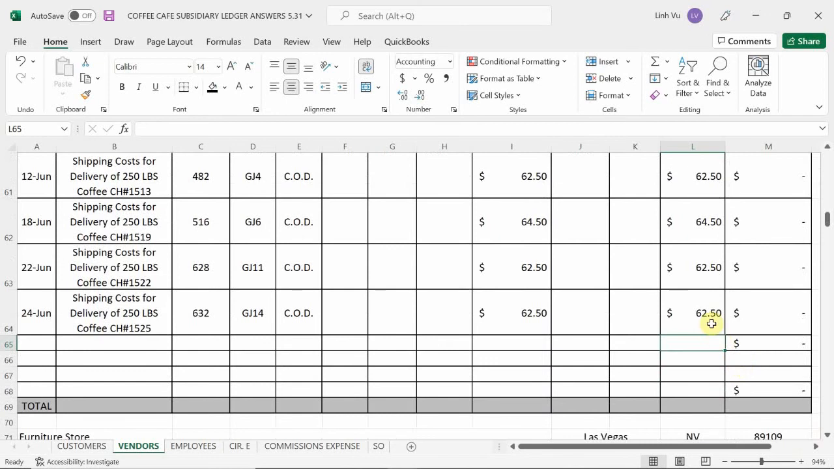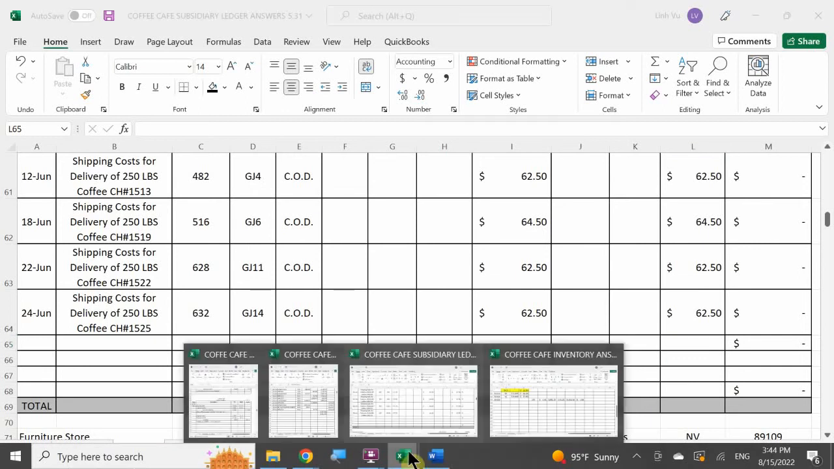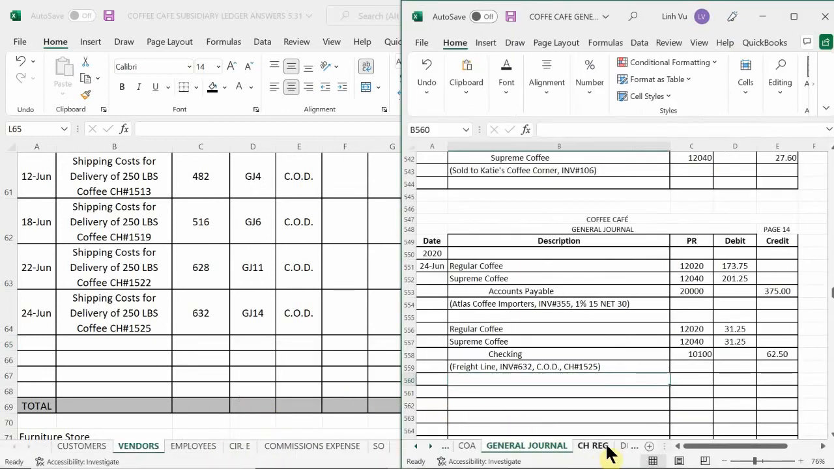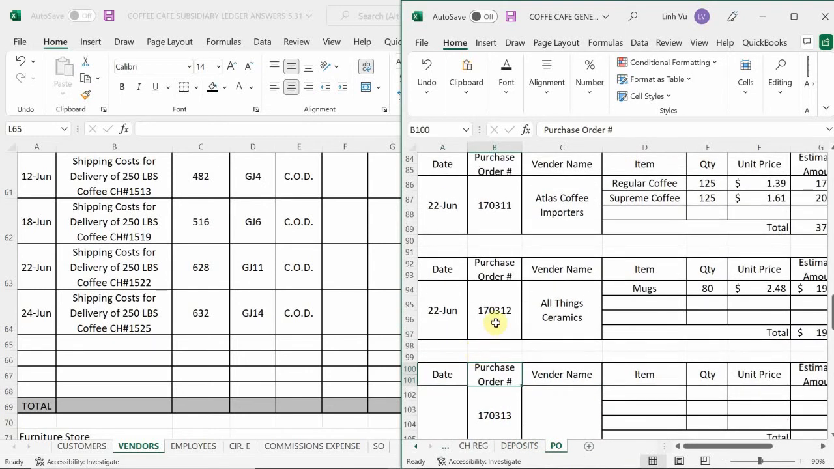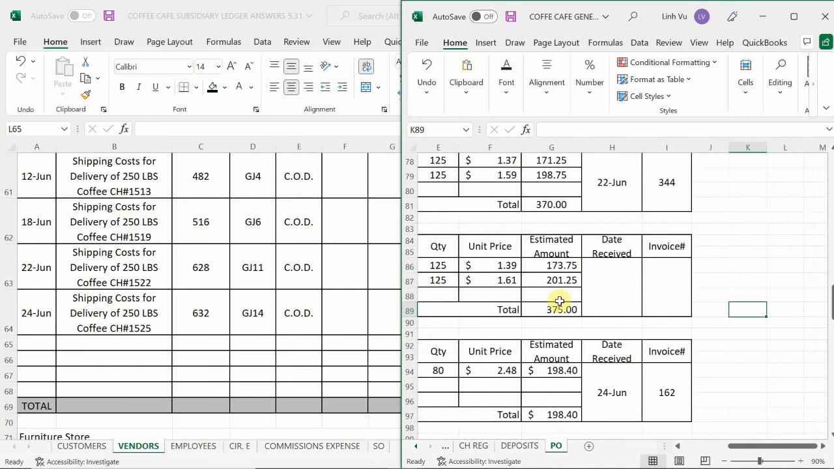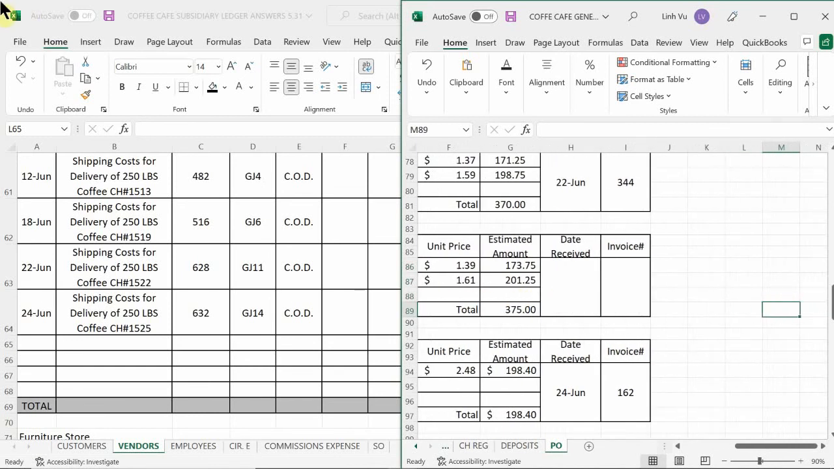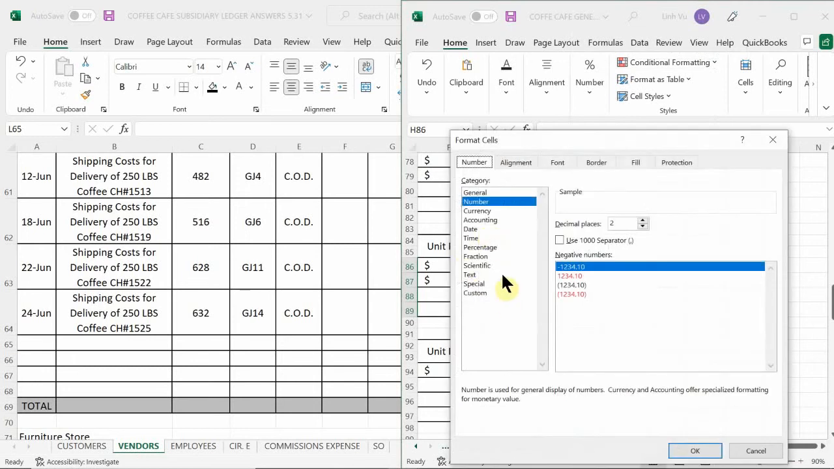And, oh, we need to update our purchase order. Yep. It was received. I forgot that one, sorry. It's okay. At least I remembered before we closed. Okay. Atlas Coffee Importers, here we are. It was received on the 24th. For $375. Right. And the invoice was 355.